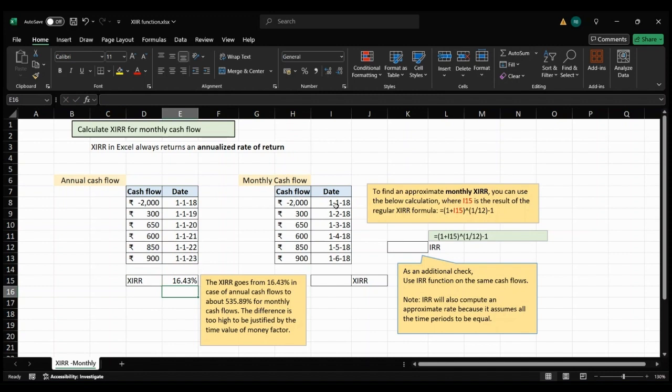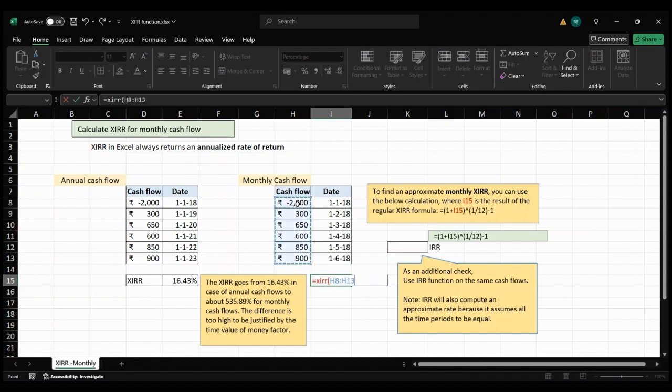Now we'll calculate it for monthly cash flow. Here the cash flows are given. Here its values are entered monthly, that is 1st January 2018, then 1st February 2018, 1st March 2018, and so on. Okay, so now we'll calculate. Is equal to XIRR, cash flows, comma, dates.